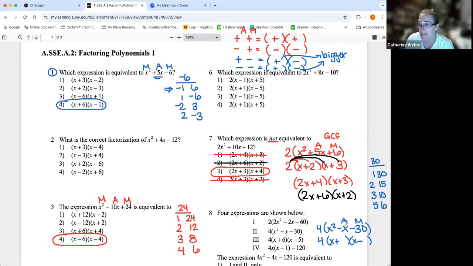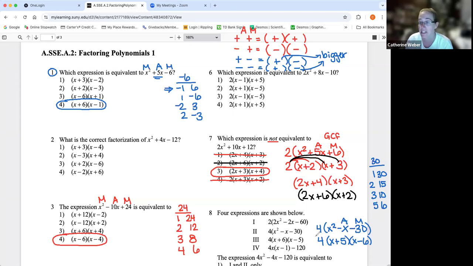But I want to add to -1. So the only way to get to -1 would be if the numbers were close together. So it'll be +5 and -6, because plus 5 plus -6 will give me -1, but 5 times -6 is -30. So that's how I would factor that one. I can't see the answer choices to know what the options would be, but that's how you factor.